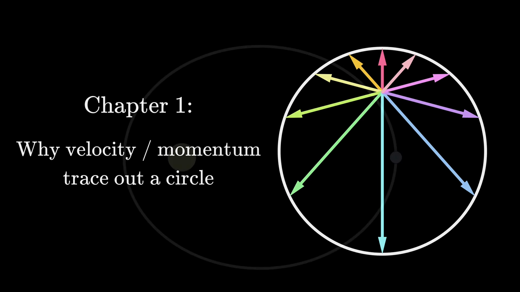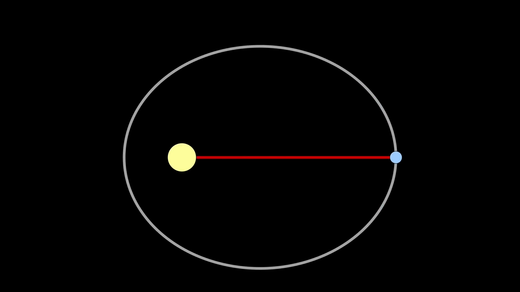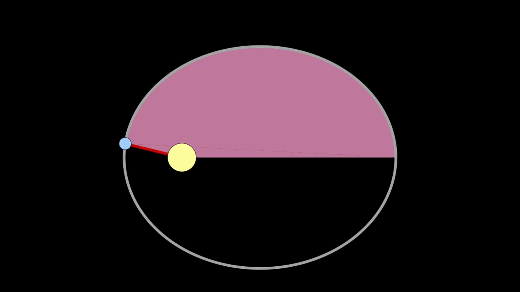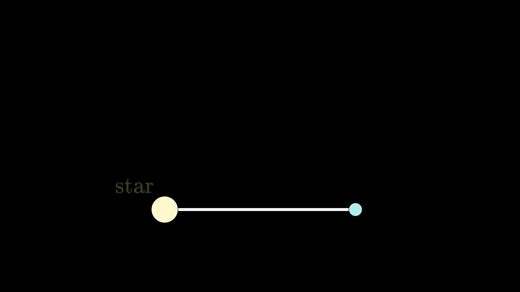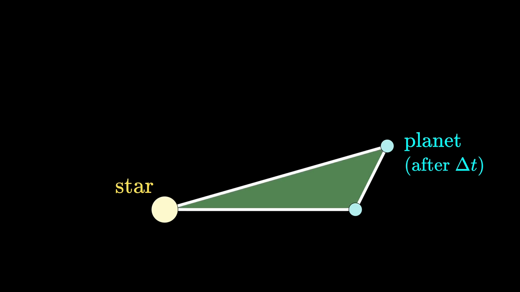A key property of orbits is that the line from the star to the planet sweeps out area at a constant rate. This isn't too difficult to prove, and here is Newton's original argument. Let's say the star and the planet were in this configuration, and after some small period of time delta t, the planet moved slightly. The area swept by the line is this shaded region.